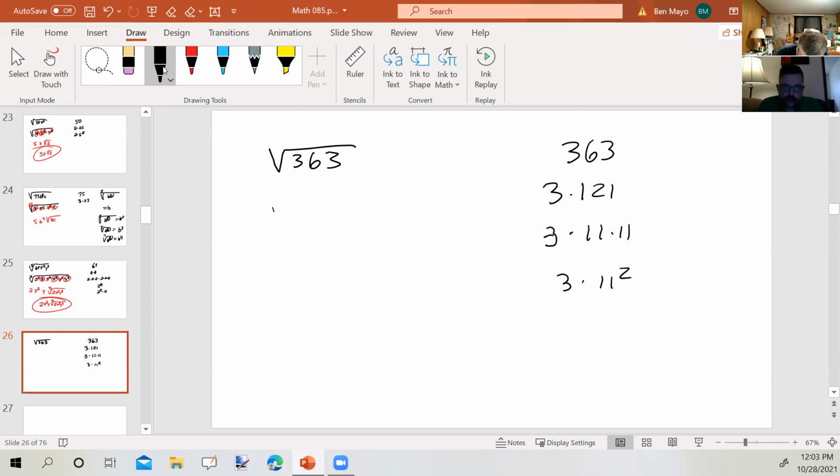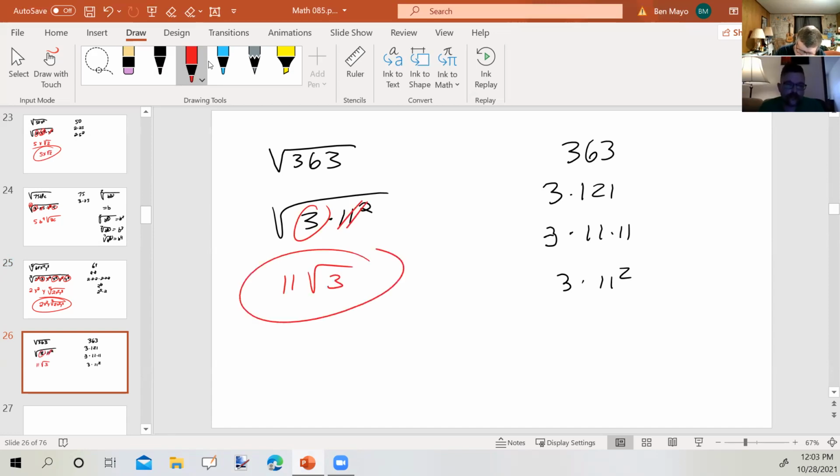Okay, so now I've got that. I've got squares and leftovers. That's the leftover. The square root of 11 squared is 11 outside, so I get 11 square roots of 3.